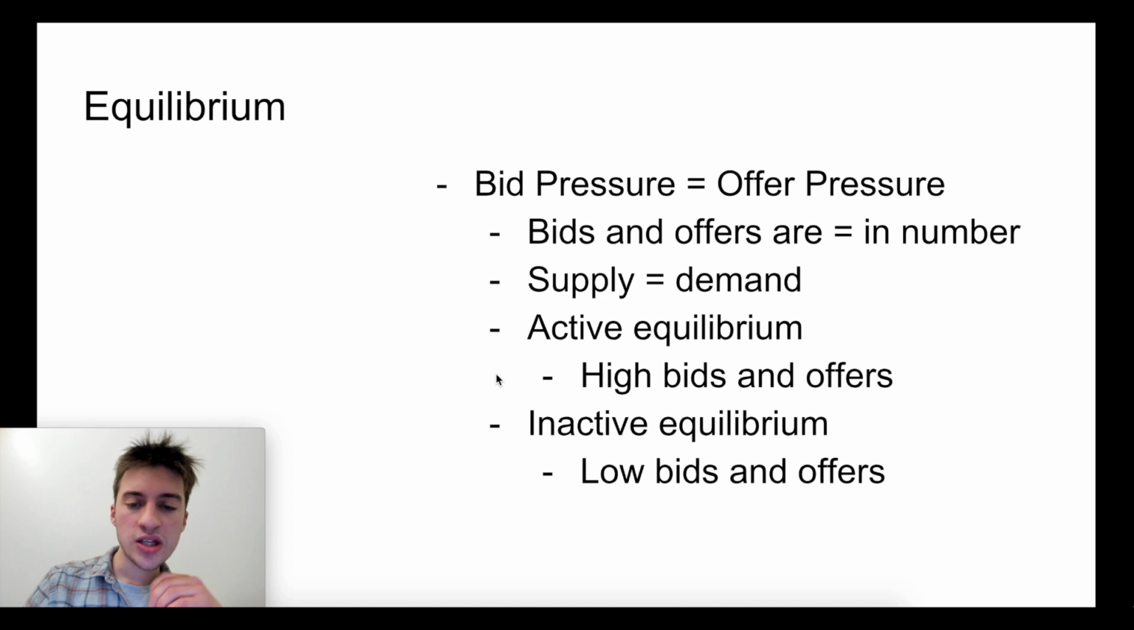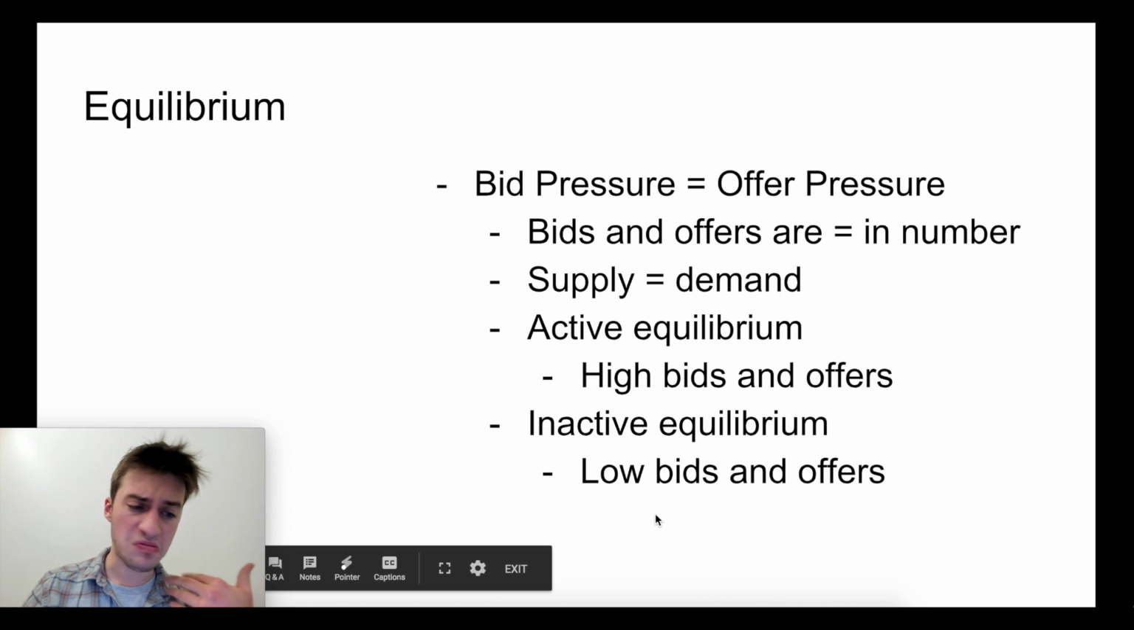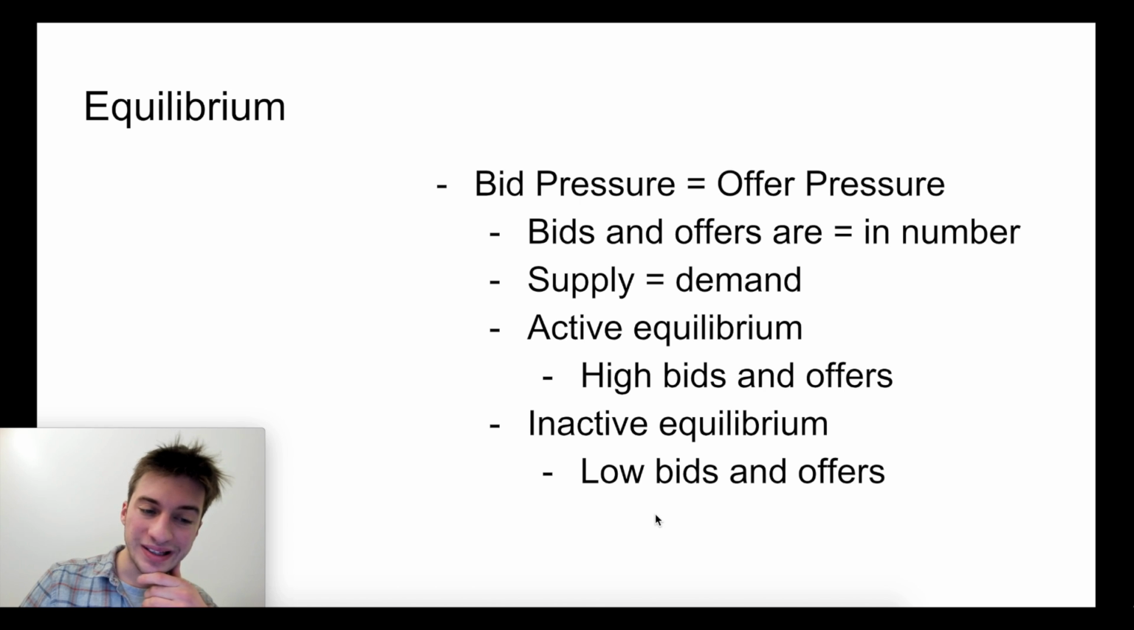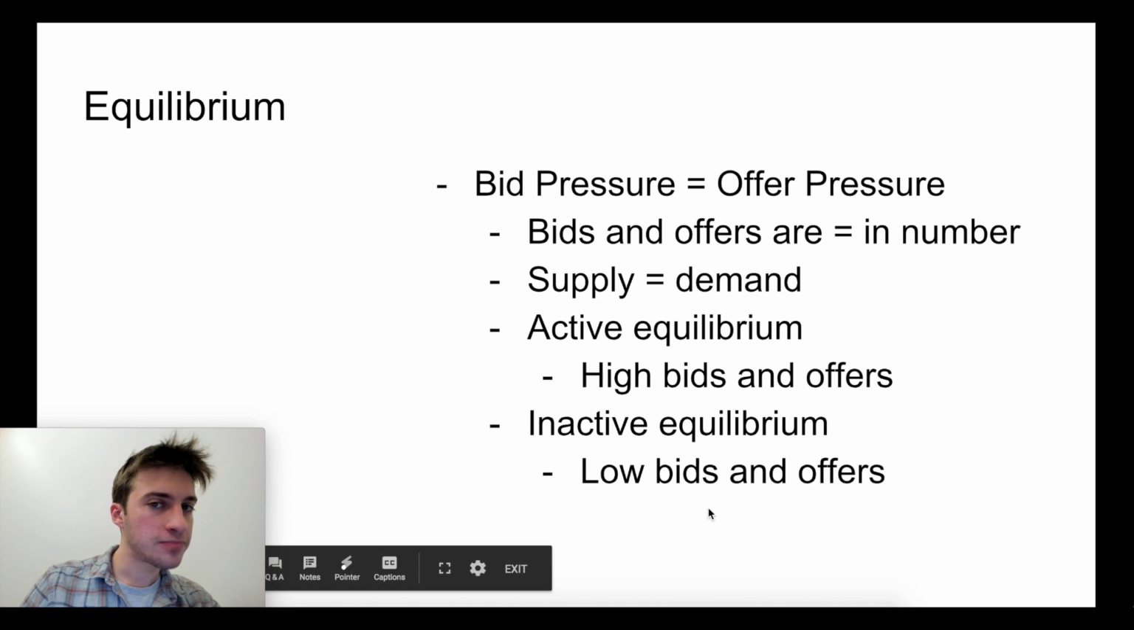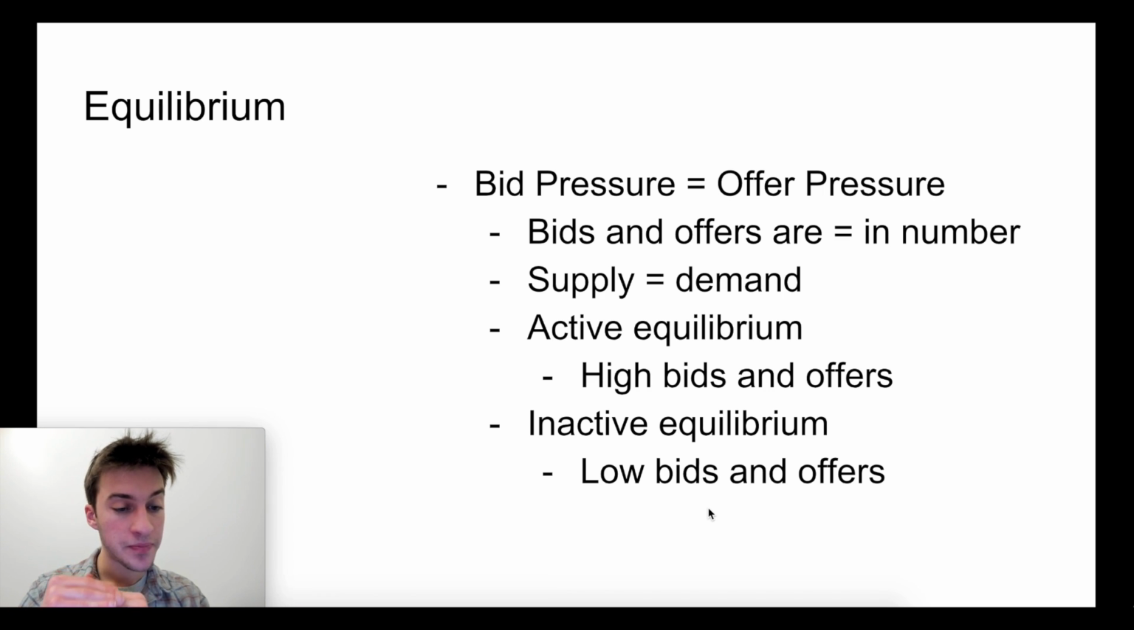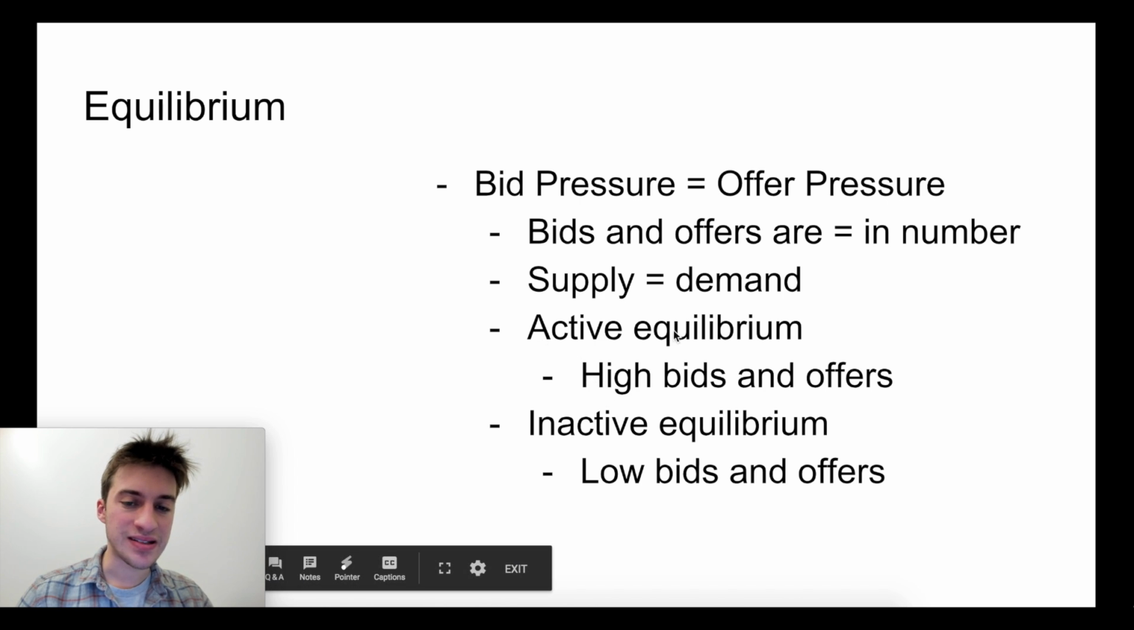You also have inactive equilibrium where there just aren't that many bids and just aren't that many offers. Typically, it's a much better situation when you have an inactive equilibrium, when not many people are putting limit buy orders and limit sell orders. This can be a lot better because if there just aren't that many limit orders, then it's going to be a bit easier for your limit order to get filled.